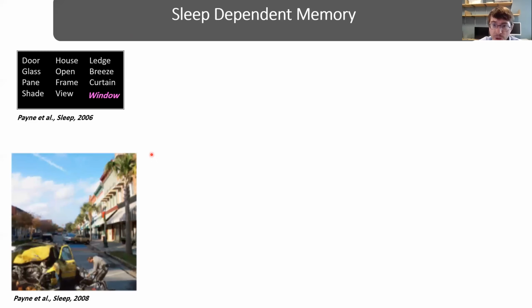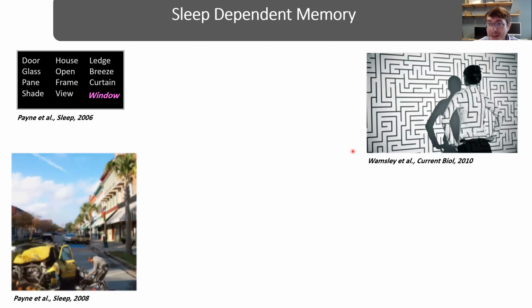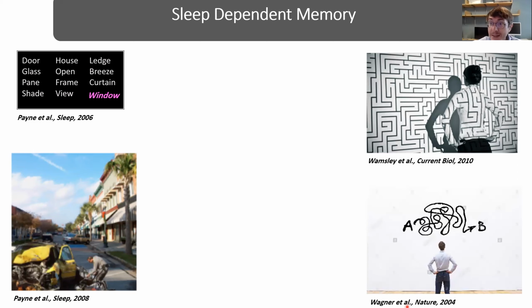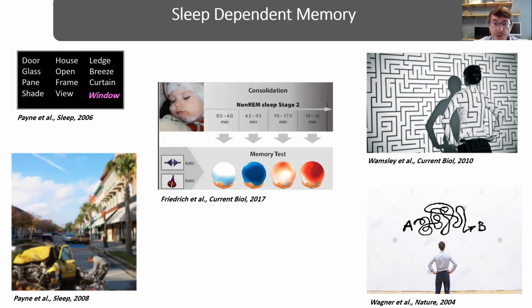Other examples are emotional memory. Memory of emotional scenes increases with sleep. Maze tasks, so a kind of spatial memory, improve with sleep. Extracting insight, so extracting, say, a shortcut, not necessarily from a maze, but just like a stepwise shortcut, can be improved by sleep. And also language learning in children is facilitated by sleep. So sleep is really an active period for cognitive functioning and memory consolidation.